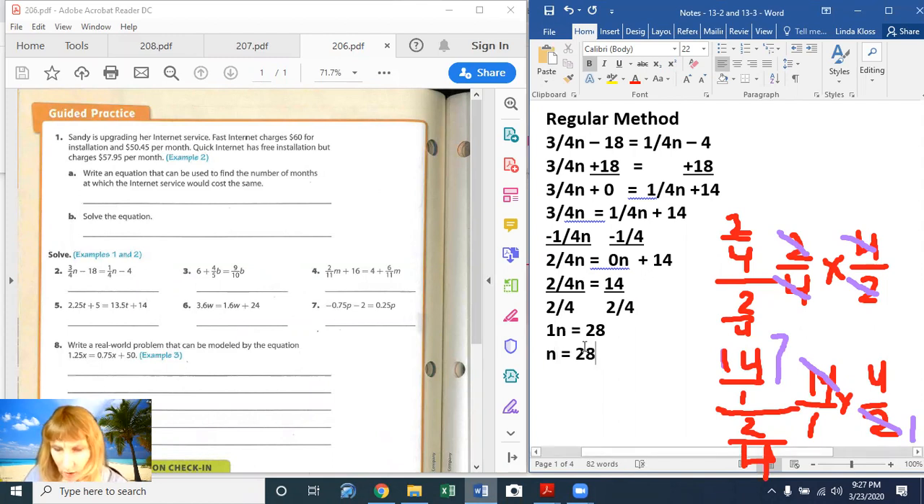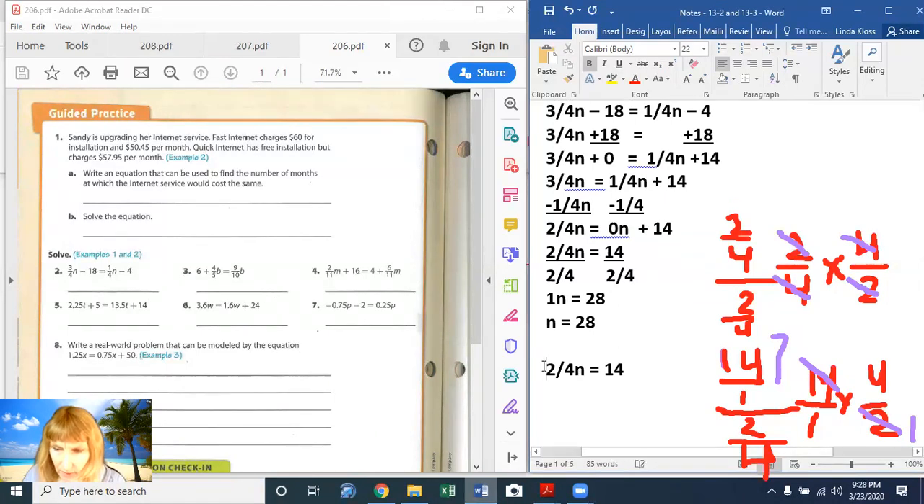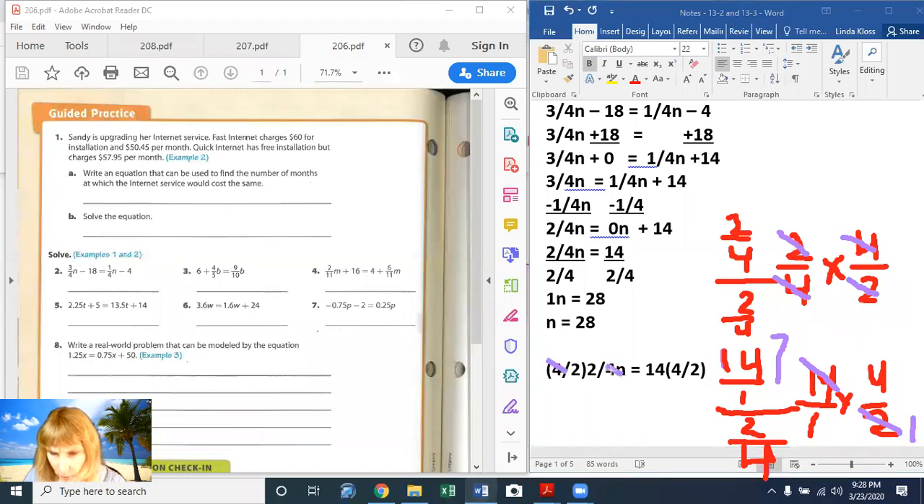Now, I wanted to show you what I showed you last time. I didn't show you the division part because watch what happens. If I go back to this 2/4 n equaling 14, instead of going through all of this stuff over here, I can just right away multiply by the reciprocal of 4 over 2 to both sides, because that's what I did over here. I ended up multiplying by the reciprocal. So if I multiply by the reciprocal, the 4s will cancel out and the 2s will cancel out, and I'll be left with just an n on that side, or a 1n, equals, and then on this other side, I have the same thing I did before.